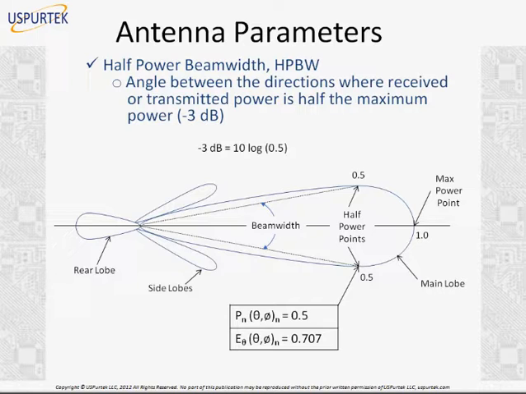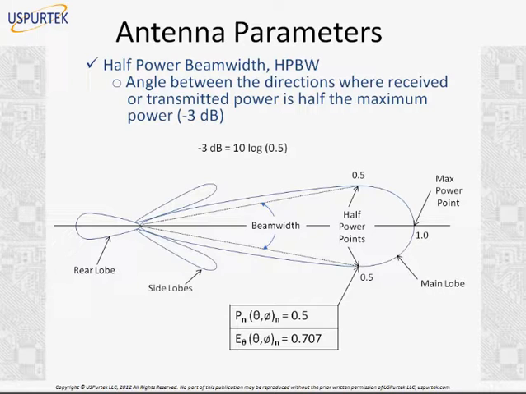Beam width is the angle between the directions where received or transmitted power is half the maximum power, minus 3 dB. So along the lobe, you have the maximum power point, as you see on the slide. It's represented by 1.0. But if you go down on the lobe, you have 0.5, which is half. There's a point here, which is exactly half of the maximum power. If you measure the angle between these two half power points, you get the angle, that is the beam width.